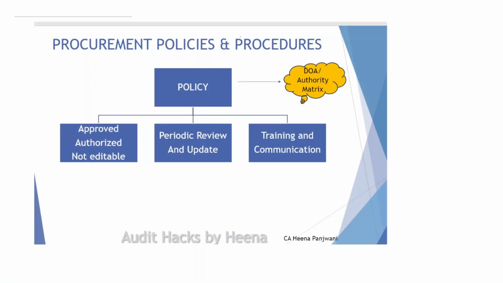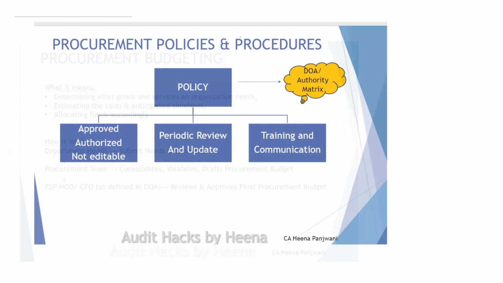In any organization, the policies and procedures provide guidance and direction to the employees to carry their day-to-day activities. When it comes to procurement, the risk is that there may not be adequate policies or they may not be authorized. So, as an auditor, you need to check whether the policies and procedures are available, whether they are approved by authorized personnel, whether they are periodically reviewed and updated as required, and whether they are communicated to the employees and whether any training is given to the employees to ensure that they are up to date with the latest policies and procedures.